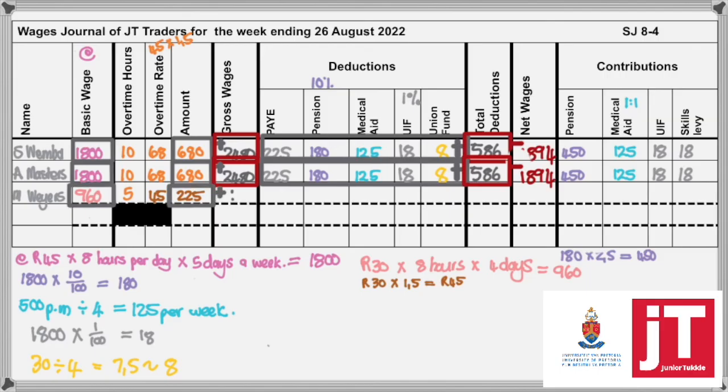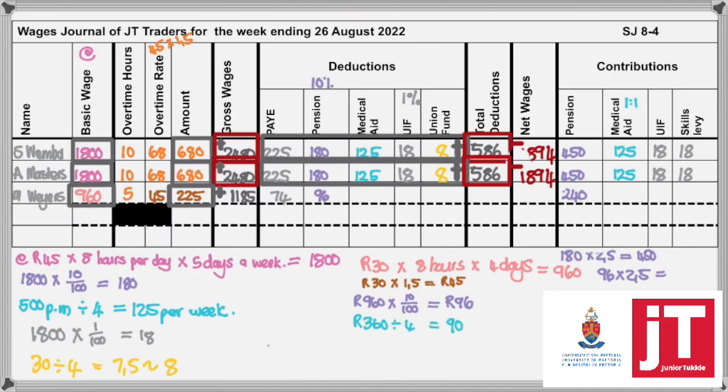So 5 times 45 gives us 225 Rand as overtime. So we add that to get our gross wages, the 960 plus the 225, which is 1,185. Then her pay as you earn was given as 74 Rand. Pension, remember now, on her basic wage. So basic wage is 960 times 10%, which is then 96 Rand. And then 2.5 times 96 gives us a 240 Rand pension contribution.